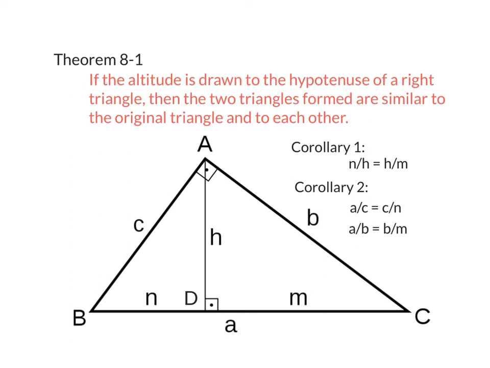Now the second part of this second corollary can simply be written as a over b is equal to b over m. Or in other words, the length of the full hypotenuse is to the leg b, the length of the leg that's lowercase b, as the length of that leg, lowercase b, is to the segment of the hypotenuse that is closest to b. So a over b is equal to b over m.